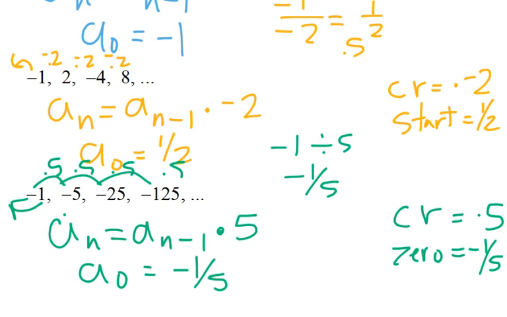Because we get that a sub n equals a sub n minus 1 times the constant ratio times the growth, and a sub 0 equals our start number, our 0 term, and it looks like that.